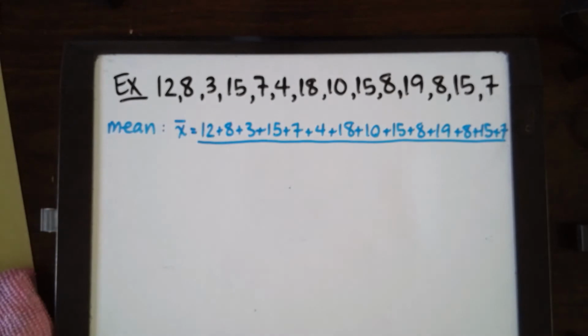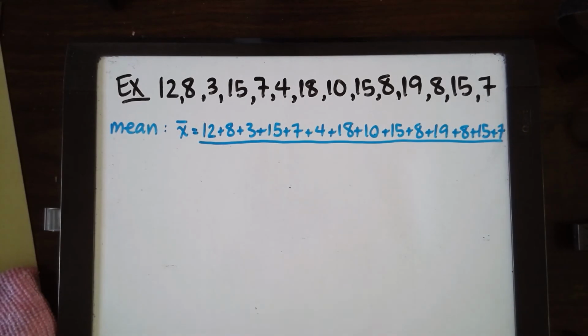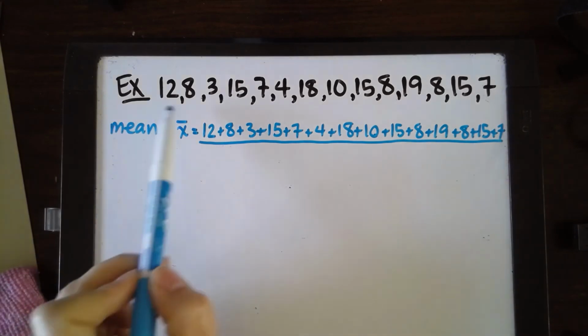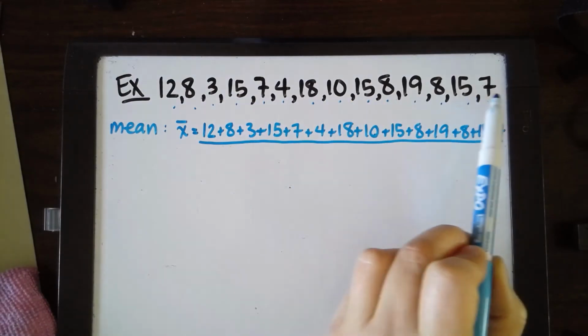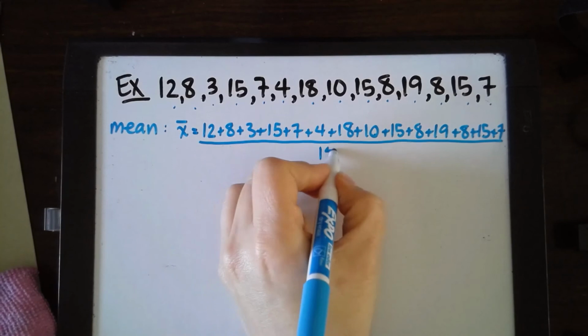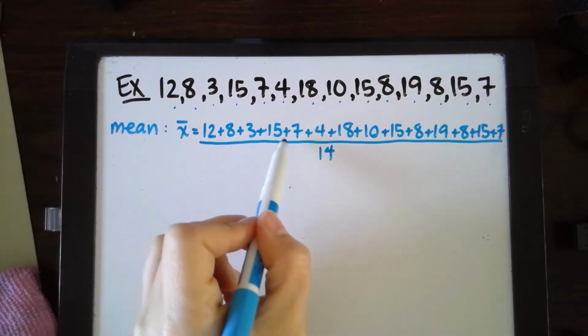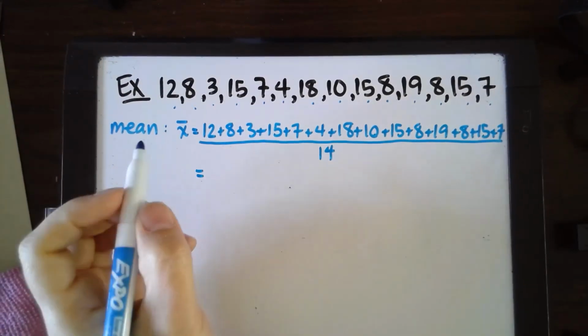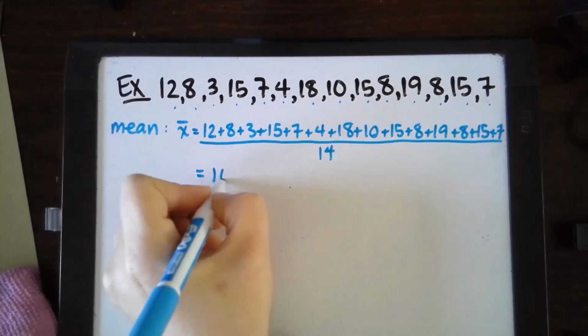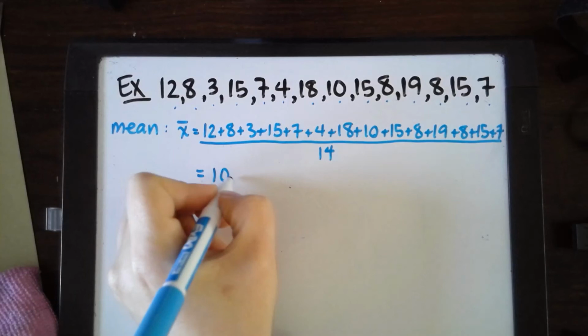And then we add them all up. Oh, it's a little blurry. There we go. And we divide by the number of data points we have. We just want to be really careful, because it's easy to make mistakes with this, so we want to count up all pieces of data carefully. So 1, 2, 3, 4, 5, 6, 7, 8, 9, 10, 11, 12, 13, 14. Okay, so we have 14 pieces of data. So we're going to add 12, 8, 3, 15, 7, 4, etc., and when we do that, we divide by 14.